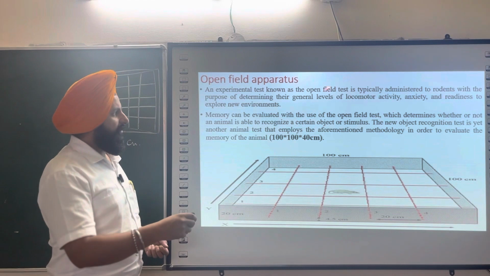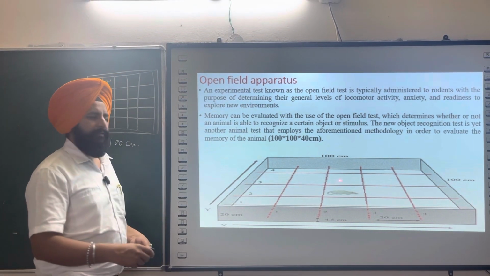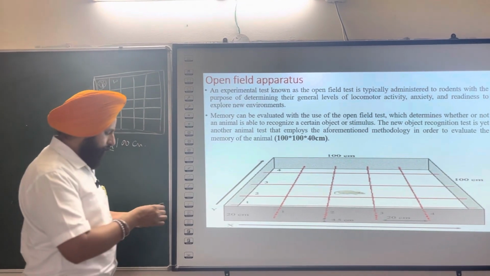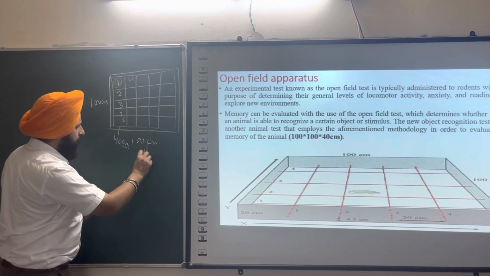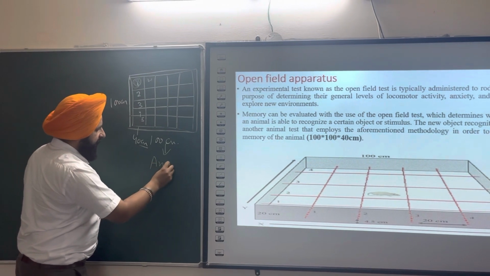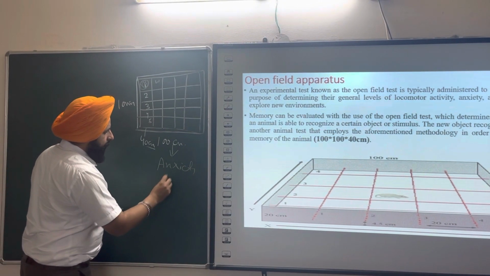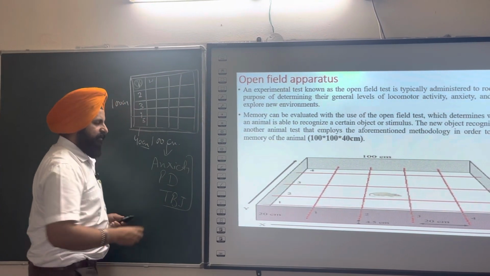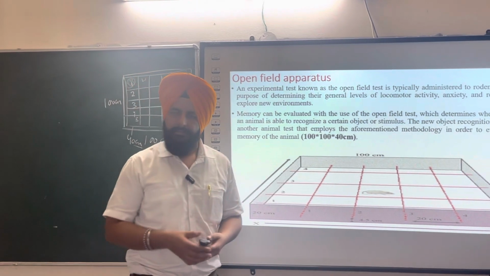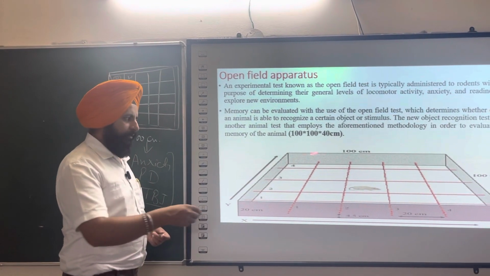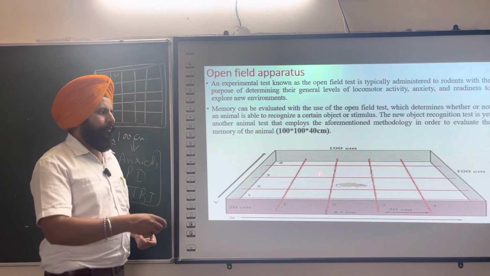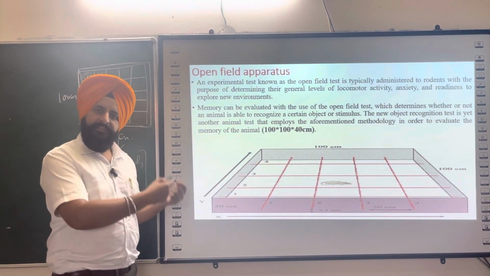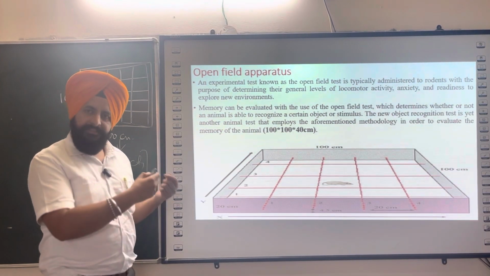Basically, in this case you will analyze two to three things. I will discuss why this practical is performed in the case of anxiety, Parkinson disease, traumatic brain injury and some other neurological disorders. This is a manual instrument. Manual means you can directly analyze the activity of the animal by standing there with your naked eyes.